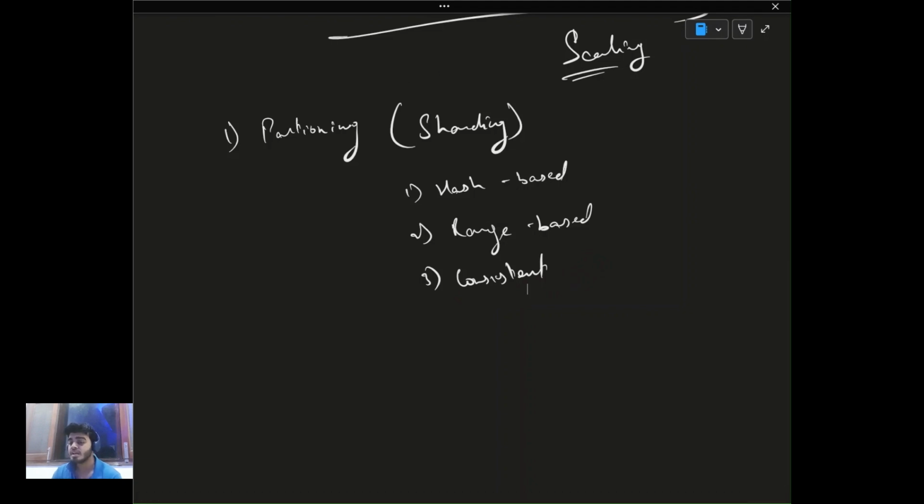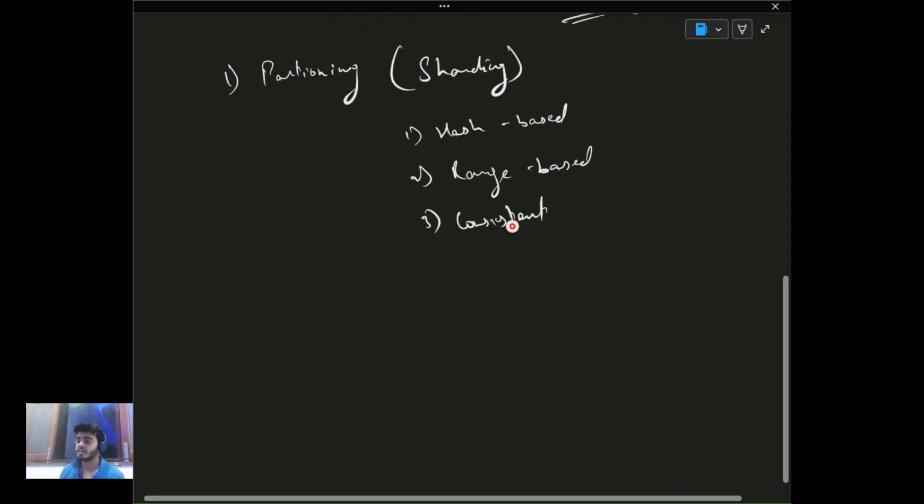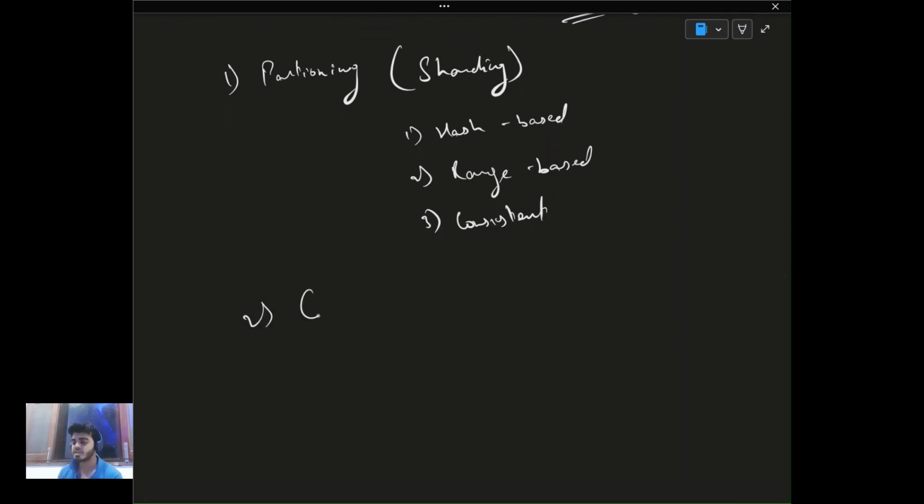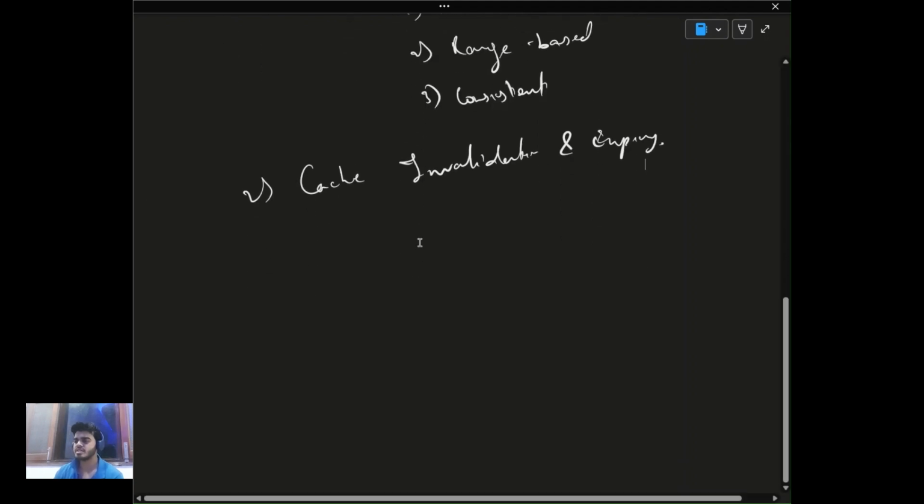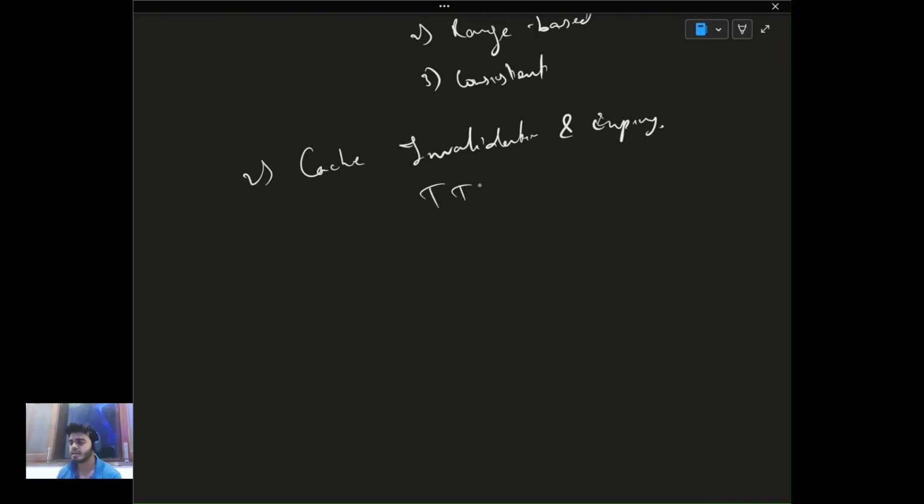Now step two is cache invalidation and expiry. Cache needs to remove outdated data, so we use TTL. Now, what is TTL? TTL, and another one is eviction policies.